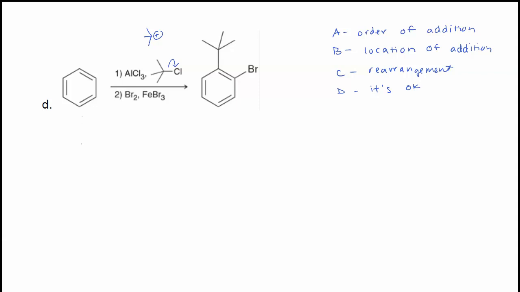But when we do make tert-butyl-benzene, tert-butyl groups we know are very bulky, but this one is an ortho-para director. Because of the bulk here, it's very unlikely that we're going to get an ortho addition. So this one would actually be para. So B would be the correct one here.